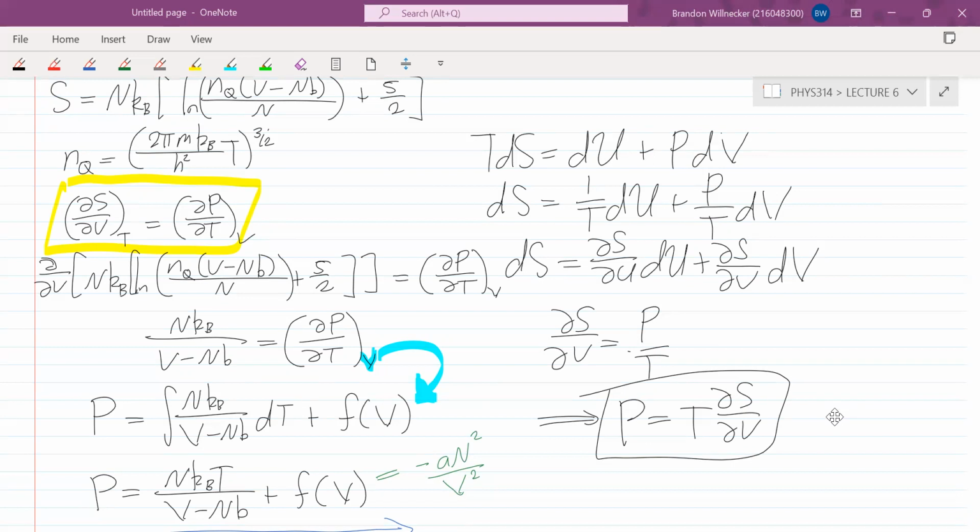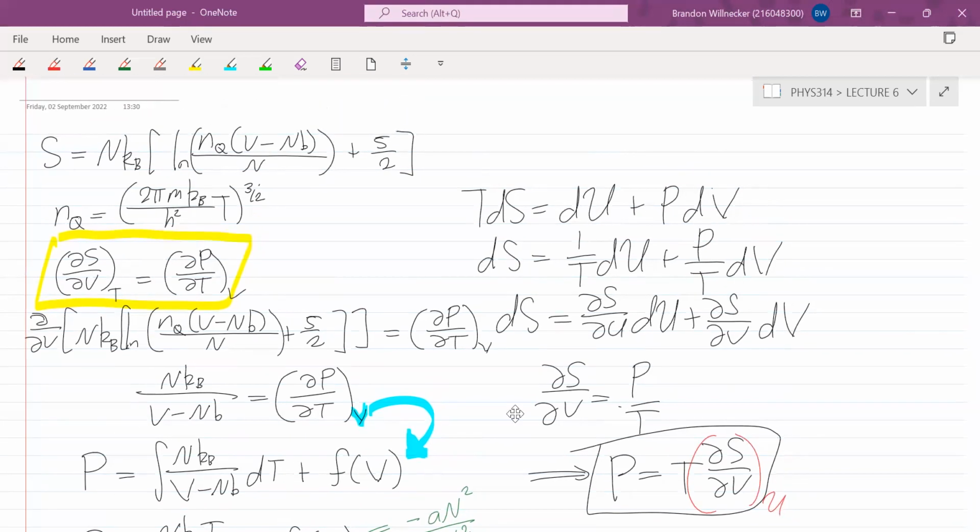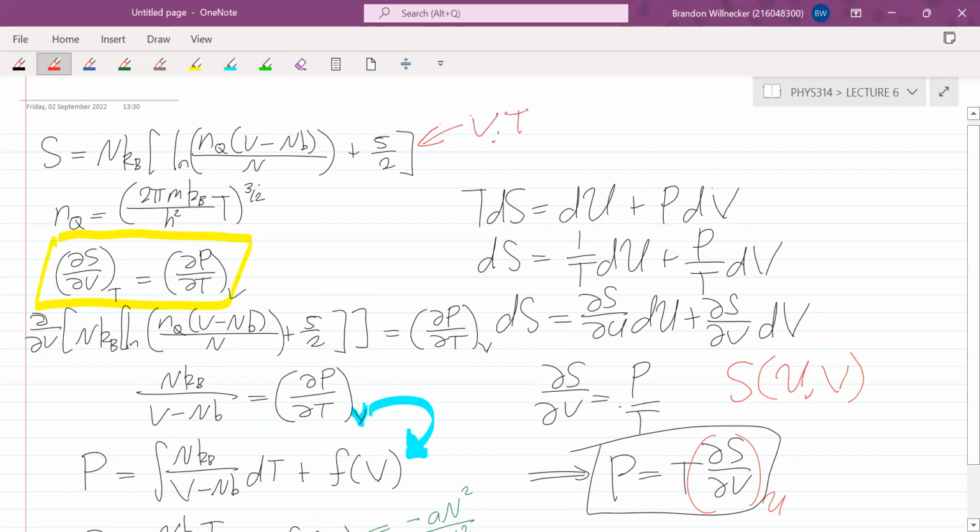Just remember with this way, this is holding U constant. However, this entropy here doesn't have U. U isn't specified. So just be careful with that. Because remember, the natural variables for S are U and V. Here we're given it in terms of V and T. So just be careful which variables you're actually working with.